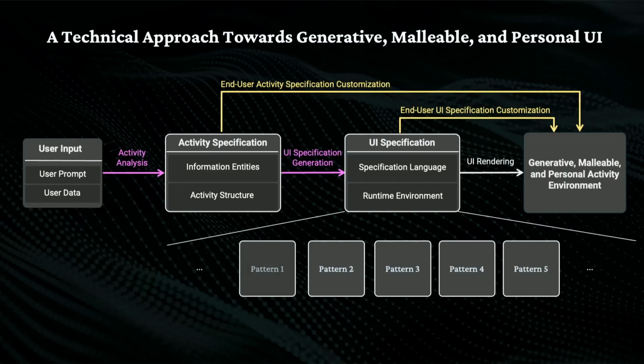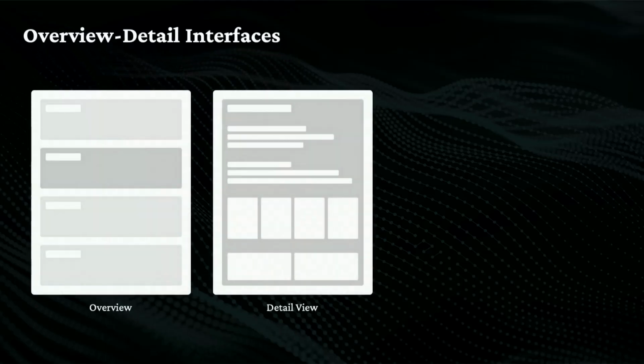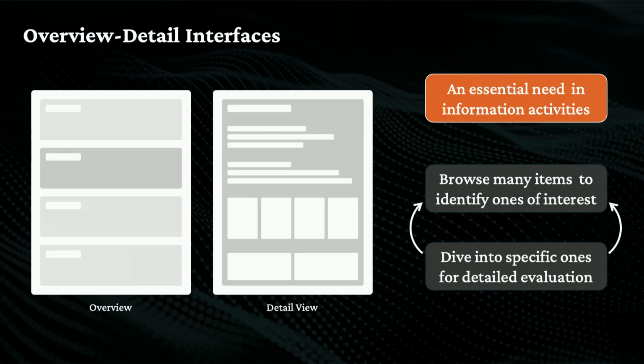So we looked into one specific pattern, which is the overview detail pattern. This is one project we also recently did. If you don't know about the overview detail pattern, it's super simple. It has two views: an overview, which shows a bunch of information entities, and a detail view, which gives you the detailed information about one entity. But it serves a very essential need when you're in an information activity, right? You want to browse a large amount of things, and then you want to dive into specific ones.